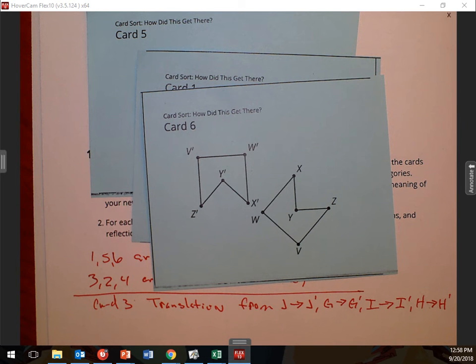So that's going to be a slide that way. It would be a translation, okay? The slide is translation, so it's going to be translation from J to J prime. And the next one is going to be from I to where? I to I prime, G to G prime, H to H prime, okay?